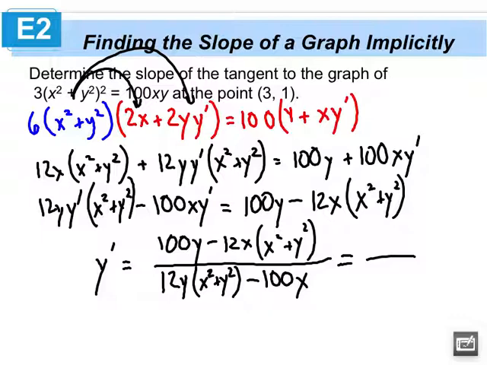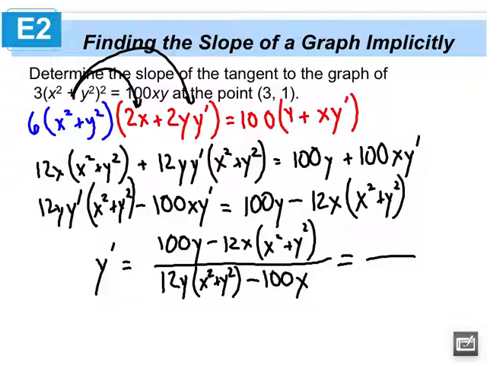So what does that simplify to? Yeah, 13 over 9. Negative 13 over 9. I think it's negative. Positive? No, negative. I'm going with negative. Wait, no, it is positive.